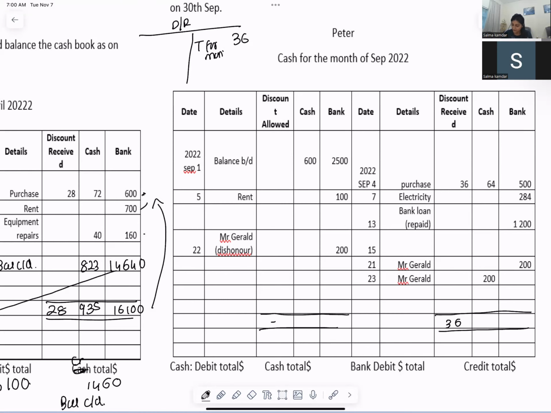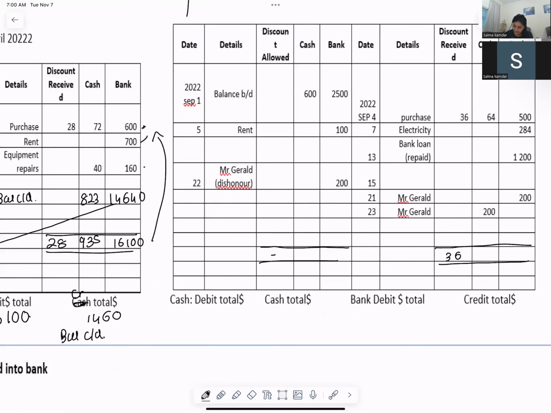Now cash account will always have a debit balance. The debit total of cash is 600. The credit total of cash is 264. Cash account will always have a debit balance. So the balance closed down will always be on the credit side. 600 minus 264 is going to give you 336. 336, September 30th, balance closed down. 600 I will write on both the sides and it is done.